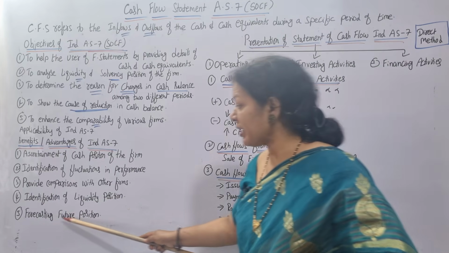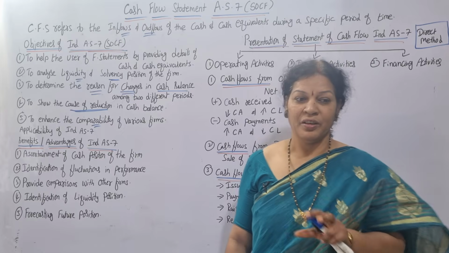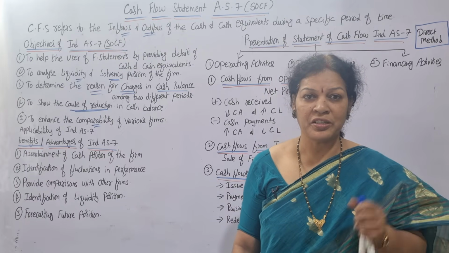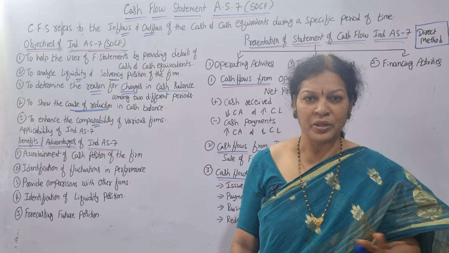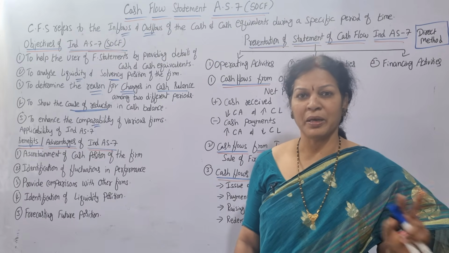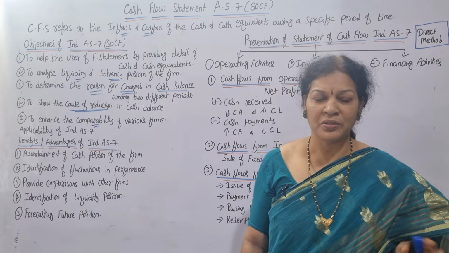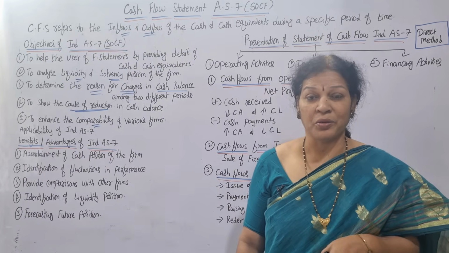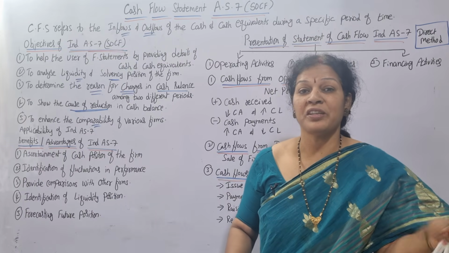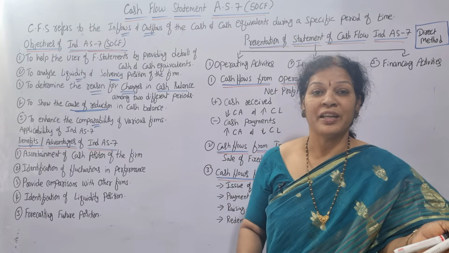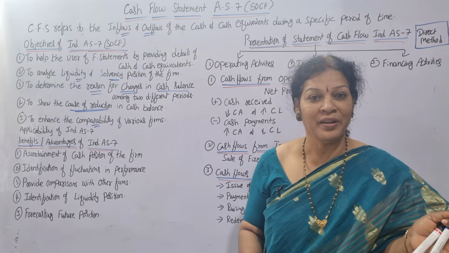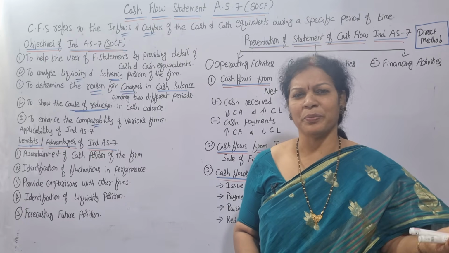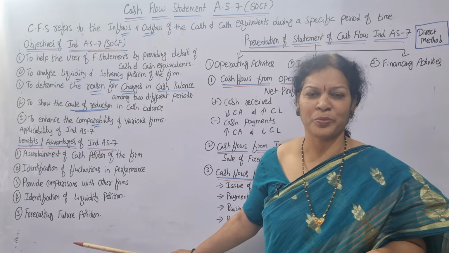And the last one is forecasting future position. When you come to know cash and cash equivalents, future forecasting is very easy. If it is going very well, cash is up to the mark, liquidity position is good, then your prediction for the future is different. If it is not good, then your prediction, your forecasting, your planning has to be much more careful, and also you need to be alert. Whatever it may be, whether it's positive or negative, that forecasting is possible.